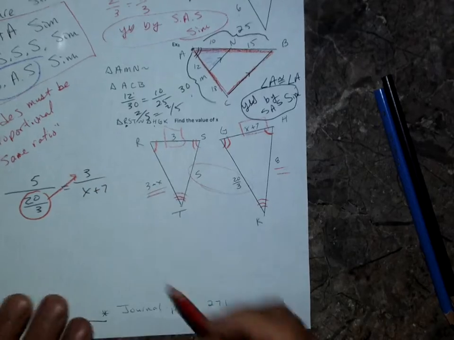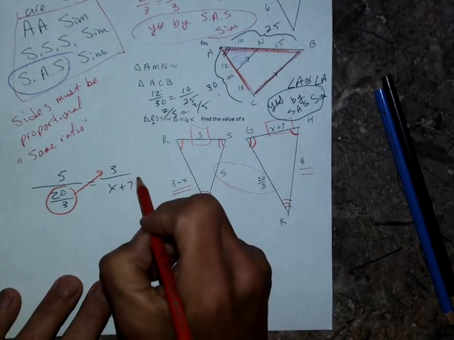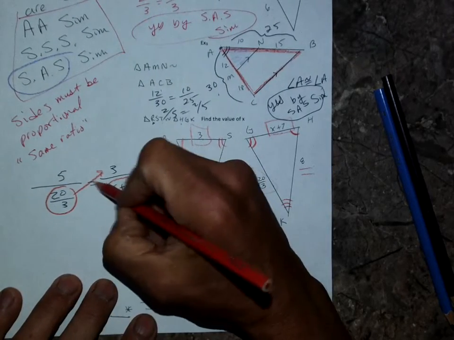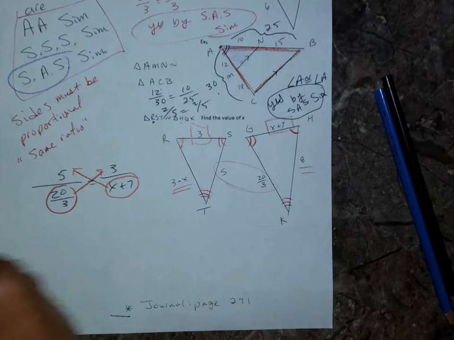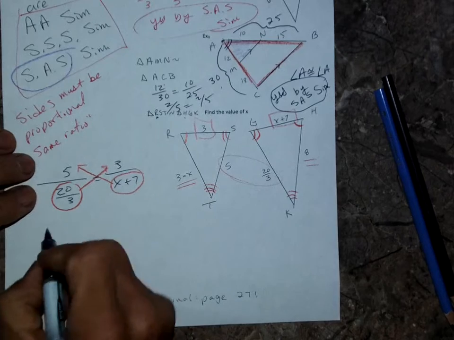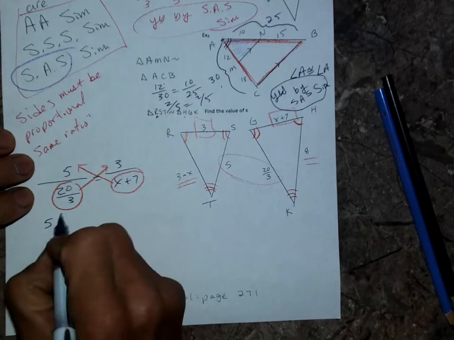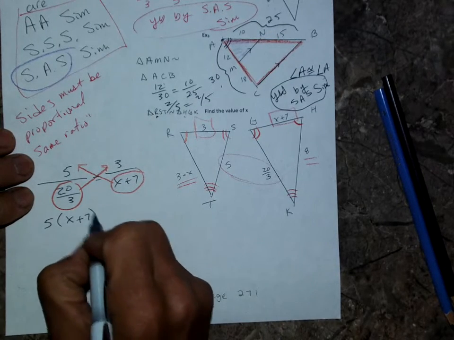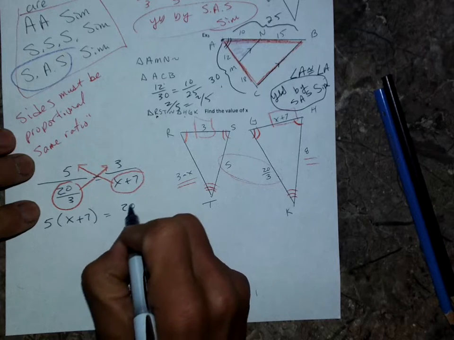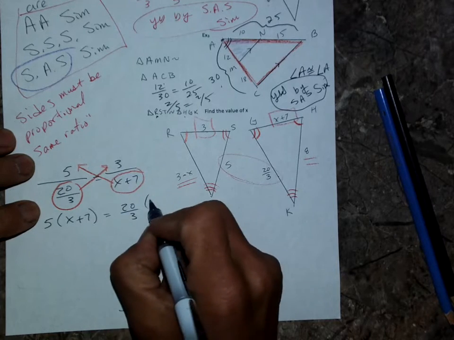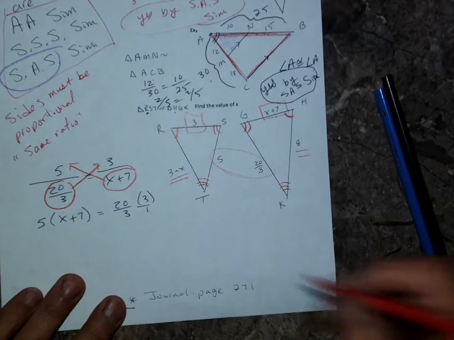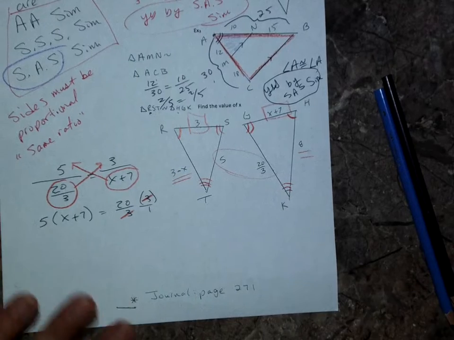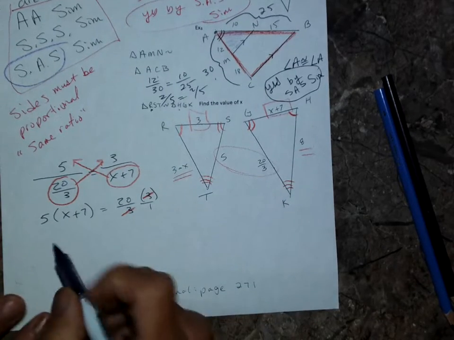We're going to cross multiply, and multiply this one up over here. We've done that before. So I'm going to get 5 times x plus 7 equals 20 thirds times 3. Now that's like a 3 over 1. Now this is going to get easy, because I can see already the 3's cancel. Boom, boom. And then I'm going to distribute.